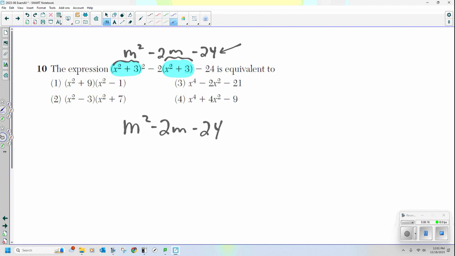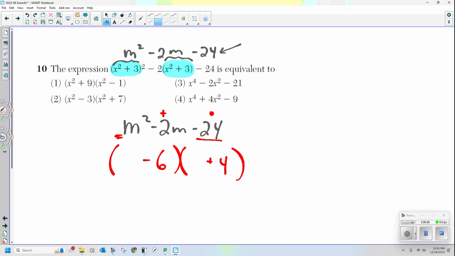First of all, I have 3 terms, so I know I'm going to find two numbers that multiply to the last number and add to the middle number. Is there a 1 in front of the m²? It is. If it was not a 1, I would have to use slip and slide. But it is a 1, so I can go right to multiply and add. Two numbers that multiply to negative 24 and add to negative 2: negative 6 and positive 4.